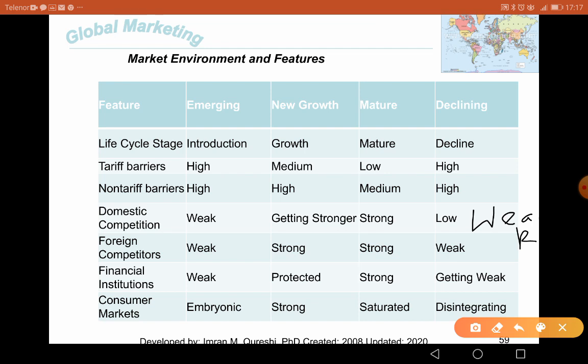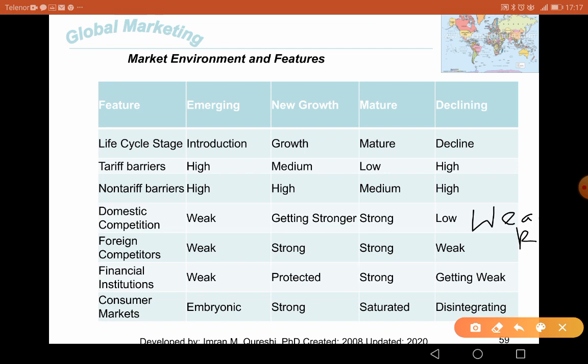Okay. Foreign competitors might be weak in emerging markets. In new growth, they might get stronger. In mature, they might get stronger. And in a declining situation, because the market profitability is dropping, foreign competition might become weak again.